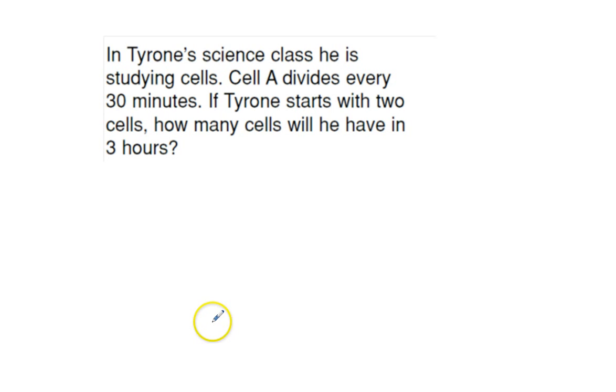So in this problem, I see that I have a comparison. So I'm going to go ahead and start with a table. It's not necessarily going to be a ratio table because it's going to go up, but it's not going to go up proportionally, as you're going to be able to see. So we have the cells and we have the time down here. And so he starts with 2 cells. And at that time, it's 0 minutes because he started out with that, so there was no time that went by. And so it says the cell divides every 30 minutes.